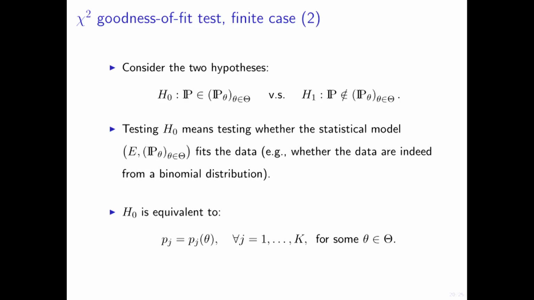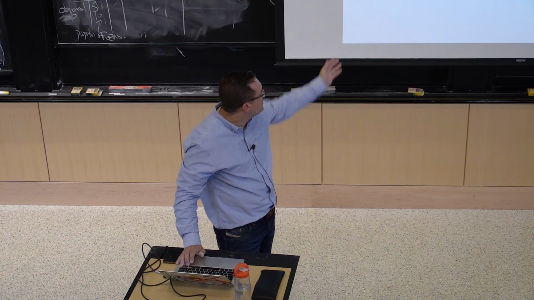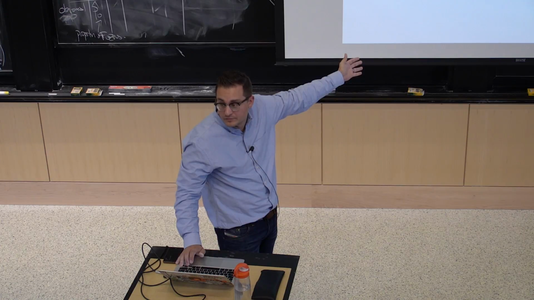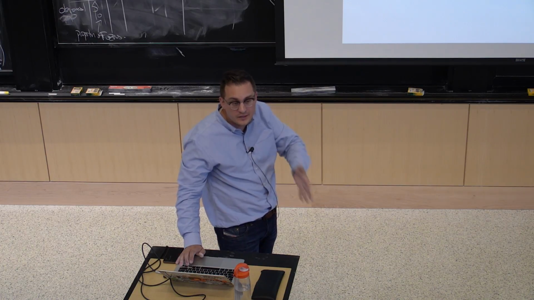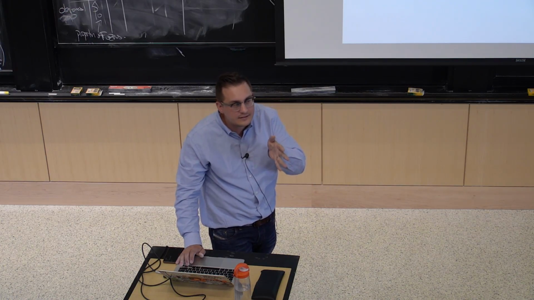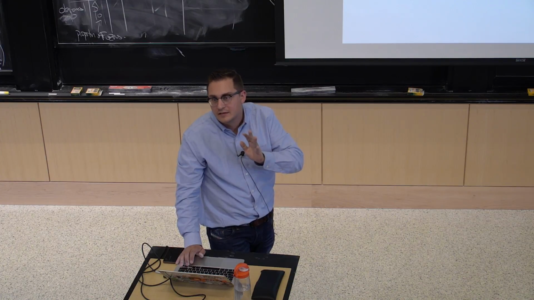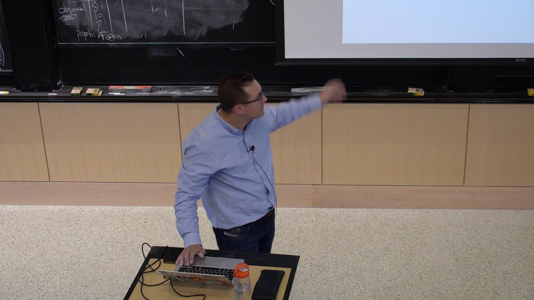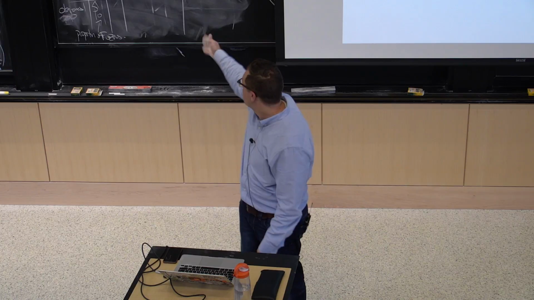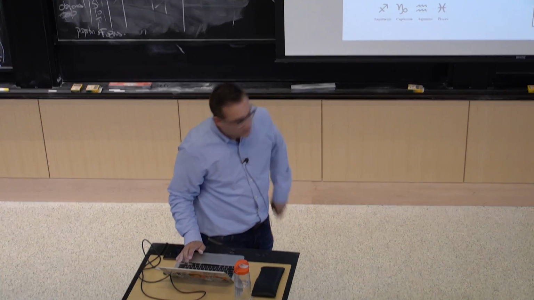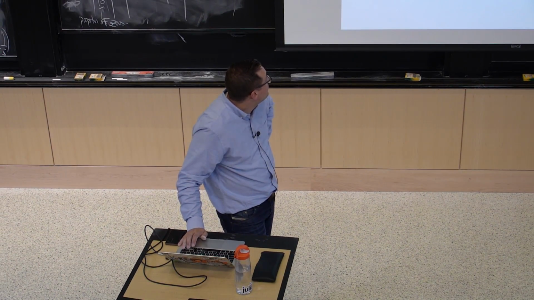I want to know if I'm in some family, the family of binomials, or not in the family of binomials. So that's what I want to do. And so here, H0 is basically equivalent to testing if the pj's are the pj's that come from the binomial. The pj's here are the probabilities that I get, the probability that I get j successes. That's my pj. So this is the example, and we know how to do this.